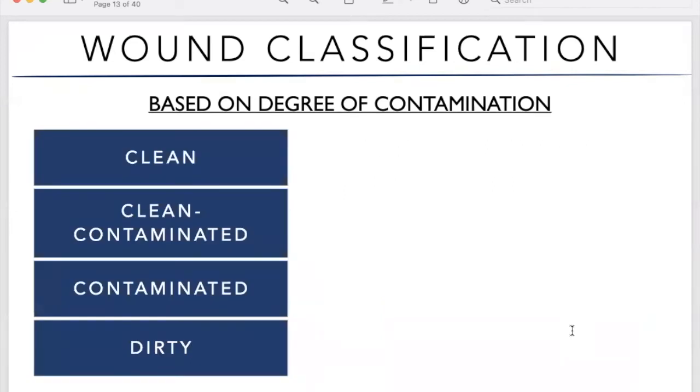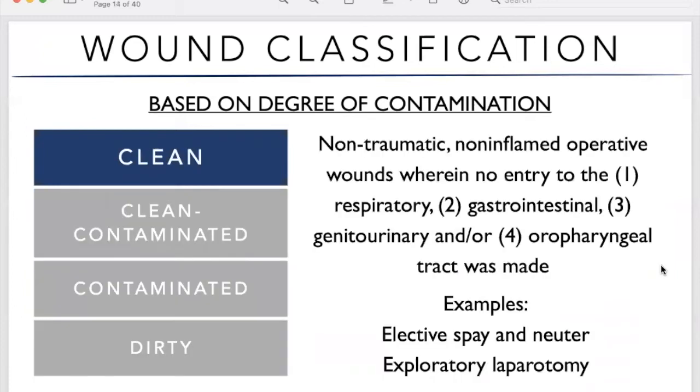So these are the wound classifications. You have the clean, contaminated, and dirty. All right, so let's discuss each one. With clean, this is a non-traumatic, non-inflamed operative wound or surgical wound wherein there is no entry, okay?